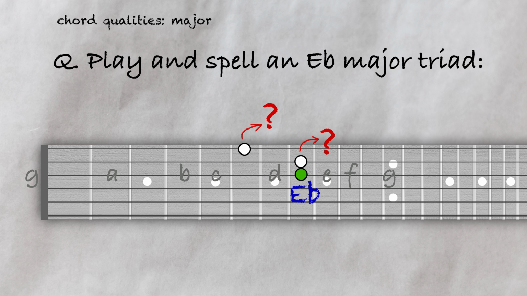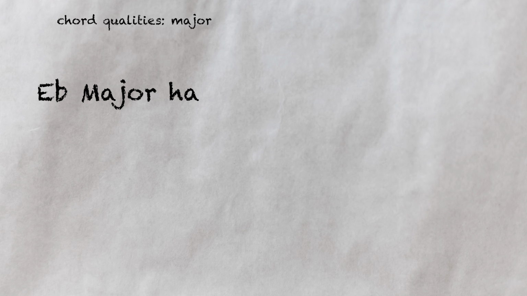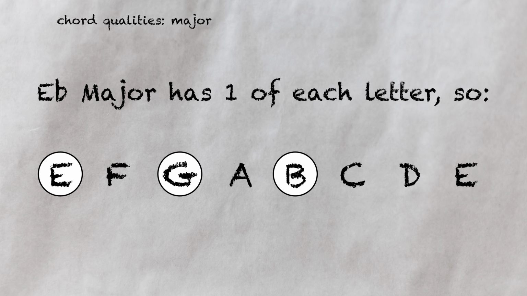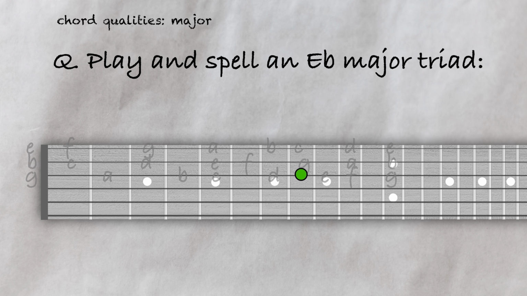If you're not super confident with the note names and locations, later on I'll recommend a video that would be a good place to start. So we started on E flat, and we know the letter names have to be E, G, and B. And so we have E flat, G, and then this black key note will have to take the name B flat.